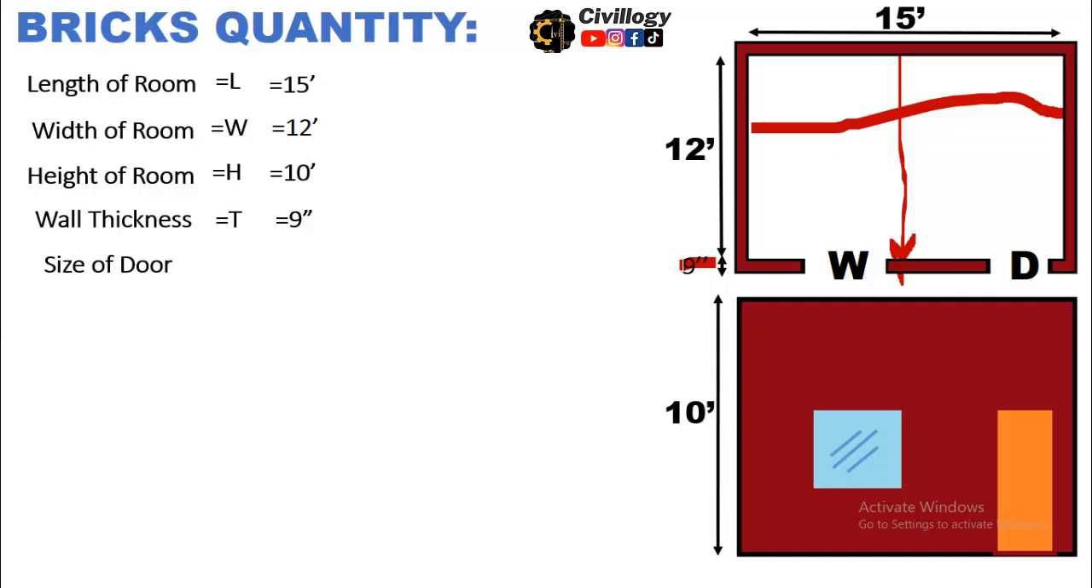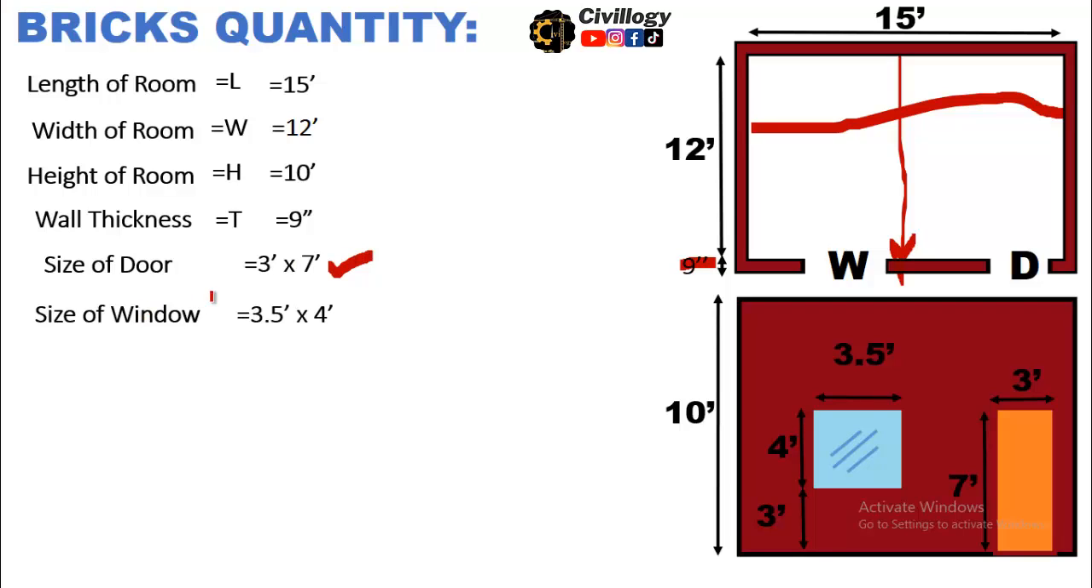The size of the door given over here: the width of the door is 3 feet and its height is 7 feet. So the dimensions of the door are given as 3 feet by 7 feet. And the size of the window: the width of the window is 3.5 feet and it is at a height of 3 feet from the plinth level, and the height of the window is 4 feet. So its dimensions will be 3.5 feet times 4 feet.